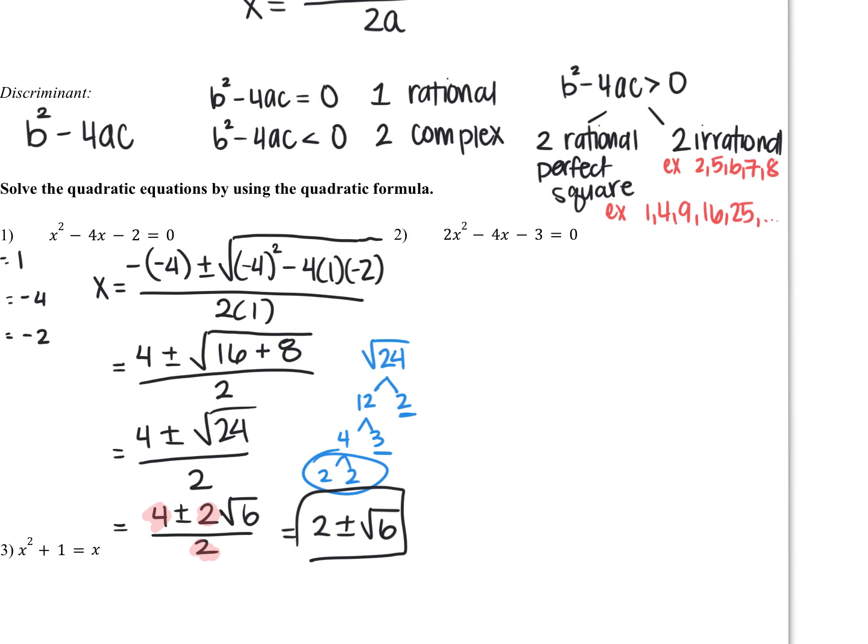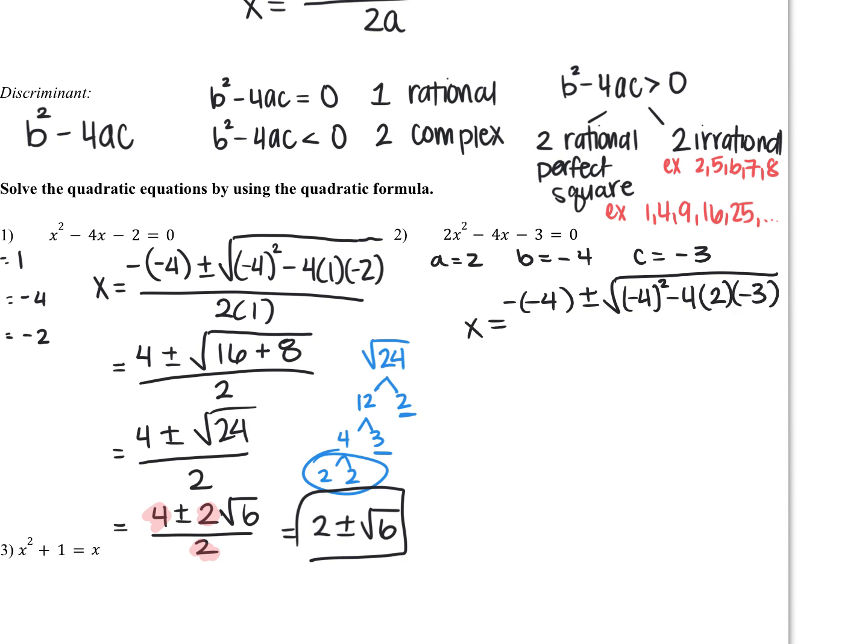Next example we have is 2x squared minus 4x minus 3 equals 0. Again, I'm going to identify a, b, and c. So a is 2, b is negative 4, c is negative 3. So I have x equals negative negative 4 plus or minus the square root of negative 4 squared minus 4 times 2 times negative 3, all over 2 times 2.